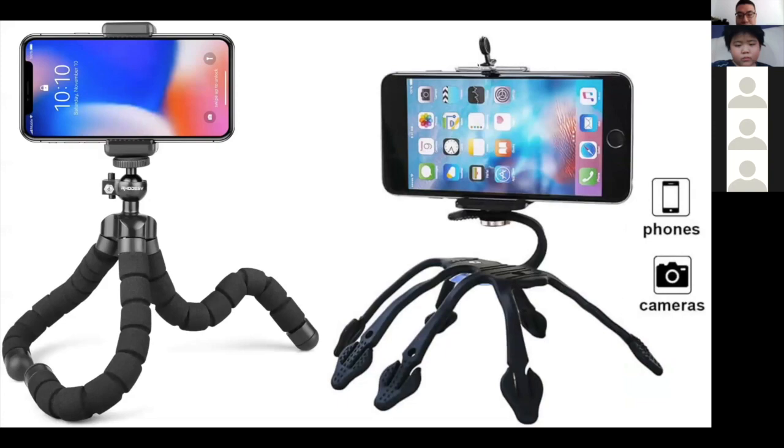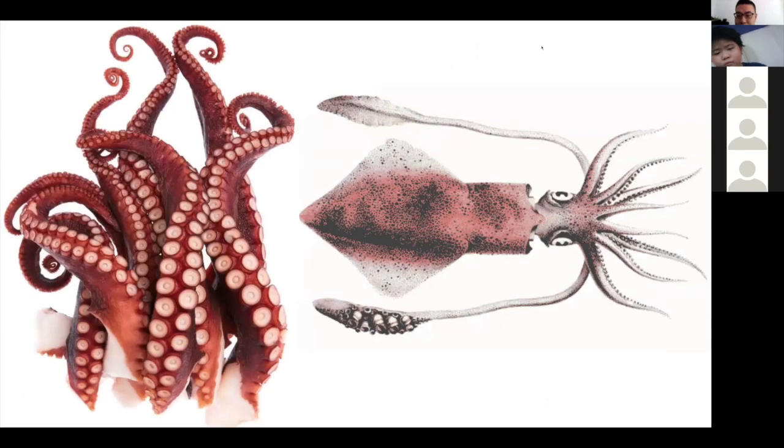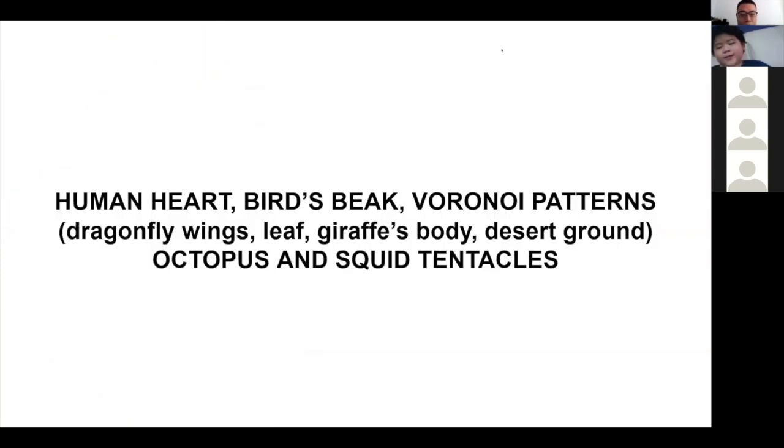And I'm sure you guys have seen all these phone stands before. So you can see that the stand looks like an octopus, it looks like a squid. So this is where they get inspiration from. They use the shape and the detail of the tentacles to make the legs of the phone stand. So these are some of the patterns that we have identified and some of the parts of animals that designers have used to create all these designs.